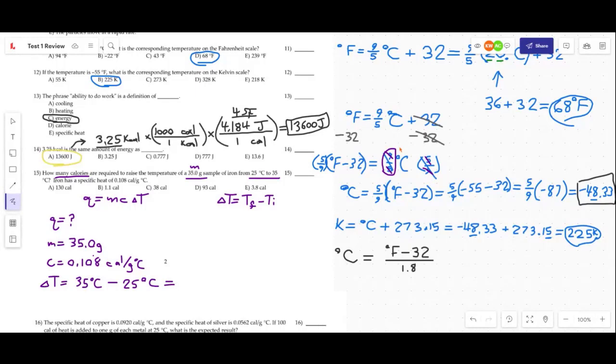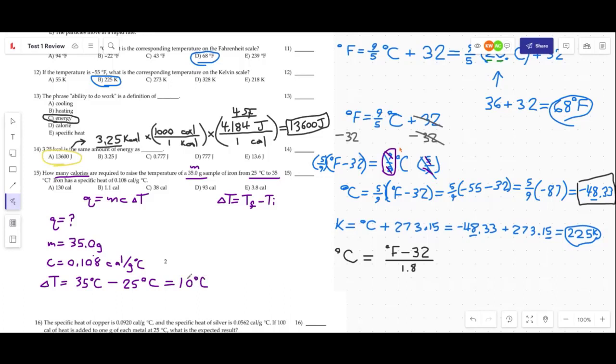But we also have to watch the wording of the question, because if it says how many calories are required to raise the temperature, you can't have a negative number of calories that are required, so to speak. You can have a negative change in heat, but you can't have a negative number of calories. That's where a little bit of the semantics can sometimes trip you up.